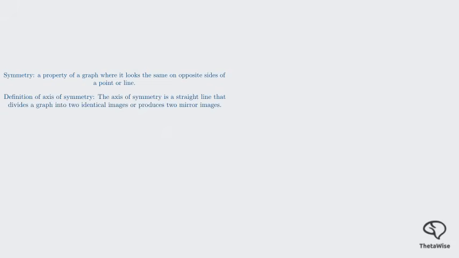Our final topic for this introductory unit is symmetry. Symmetry is a beautiful property of many mathematical figures and graphs. It's all about balanced proportions and mirror images. First, let's define an axis of symmetry. This is a straight line that divides a graph into two identical halves that are mirror images of each other.